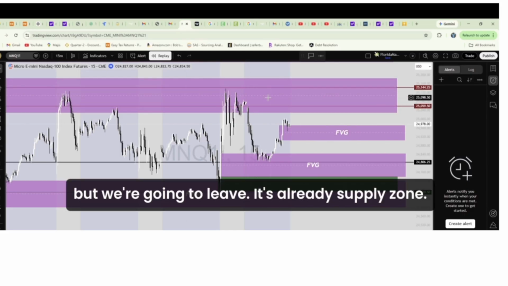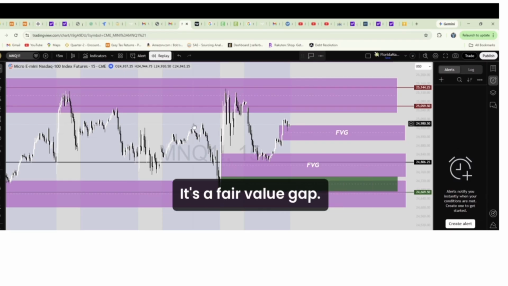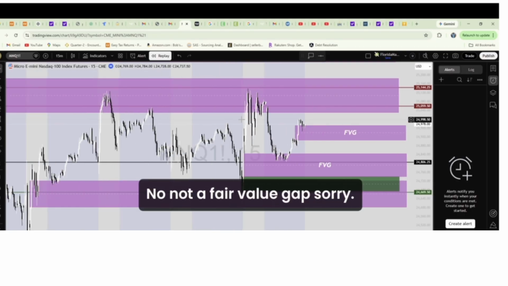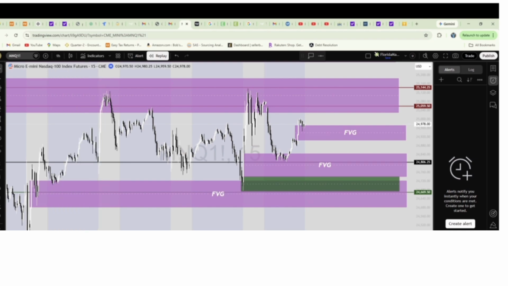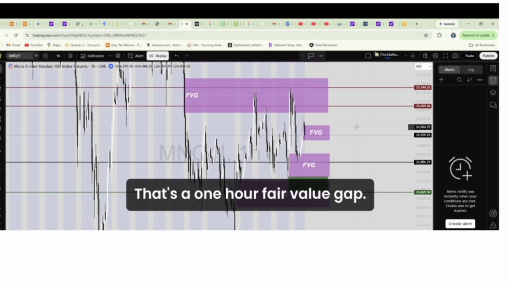But we're going to leave it. It's already a supply zone. We're going to leave it like that. It's a fair value gap. No, not a fair value gap, sorry. I think it was a 1 hour fair value gap. Let's see. Yeah, that's a 1 hour fair value gap.